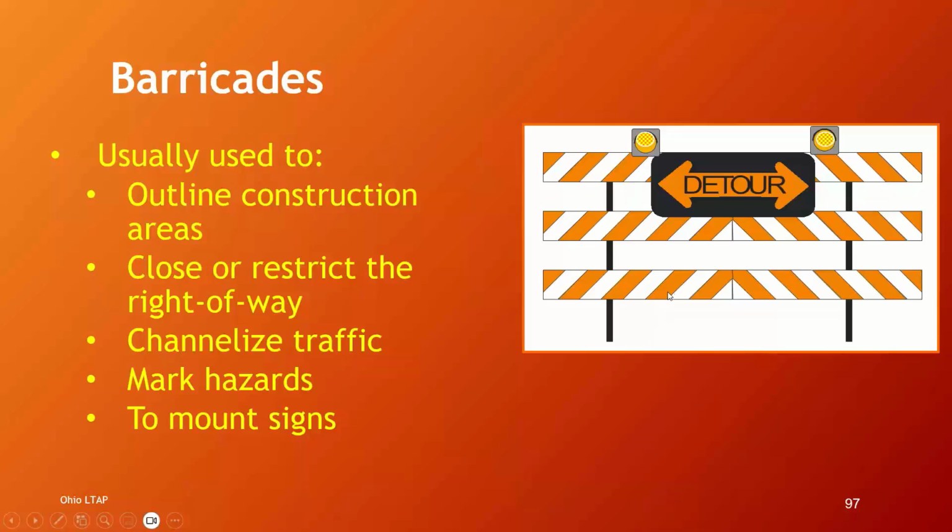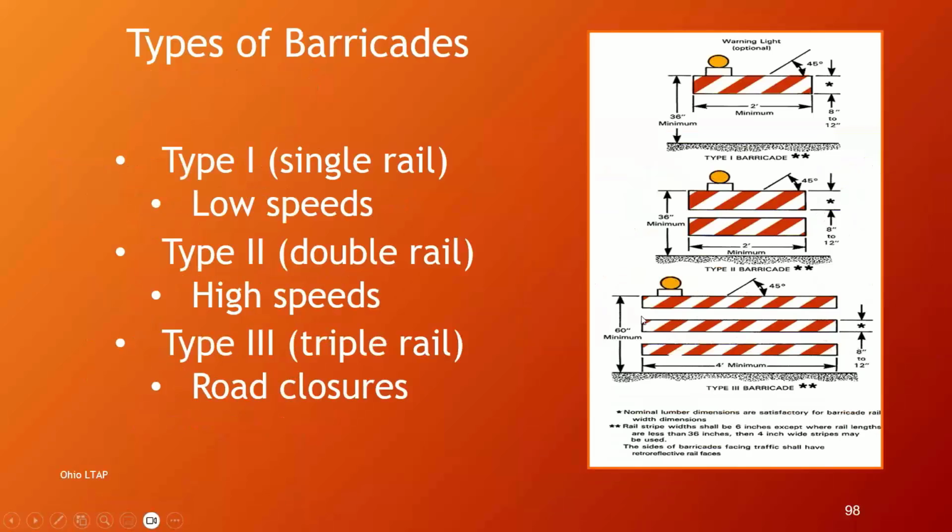And one reason for that is because there's at least 4 typical applications that deal with street closures or road closures. So there are actually 3 types of barricades. It all depends on the number of rails that you see on the barricade. So type 1 for low speeds, type 2 for high speeds, and that might be for channelization. But then we have our road closures. And so if you're closing a road with a barricade, you need the 3 rails, a type 3.